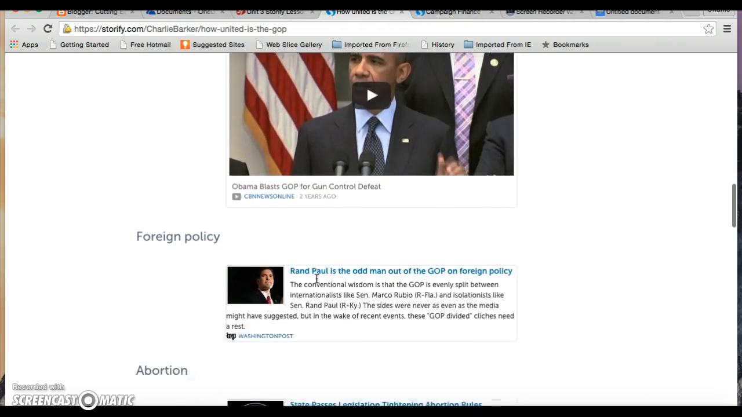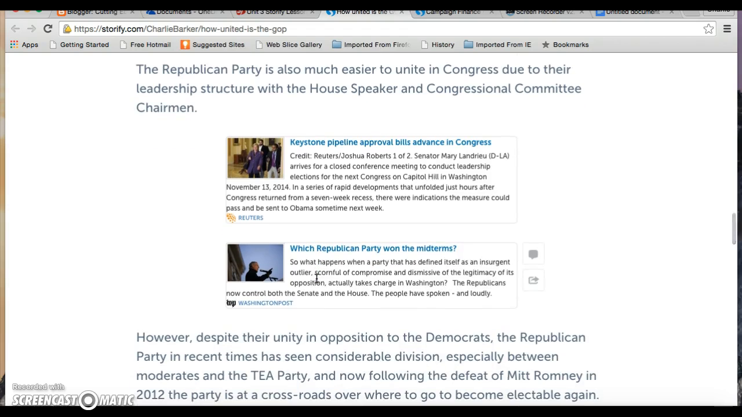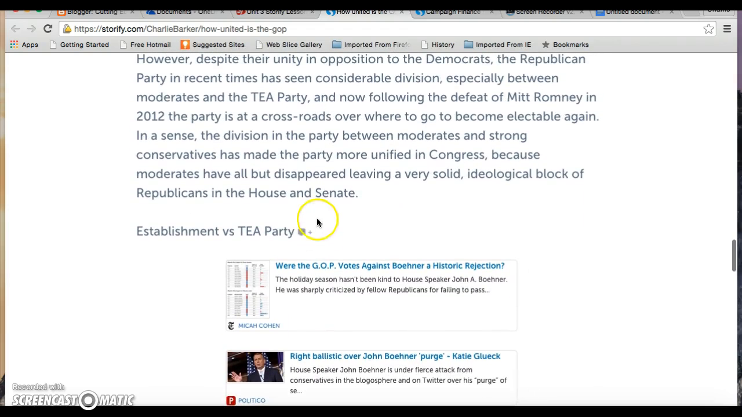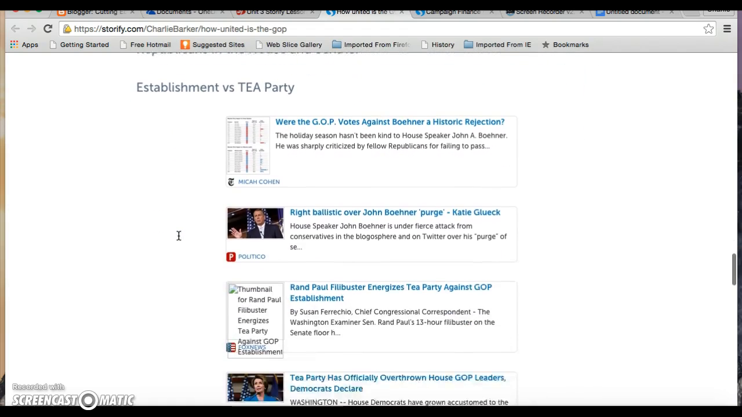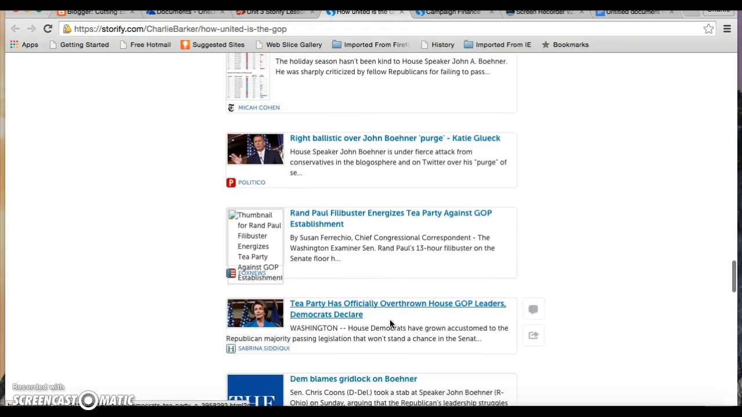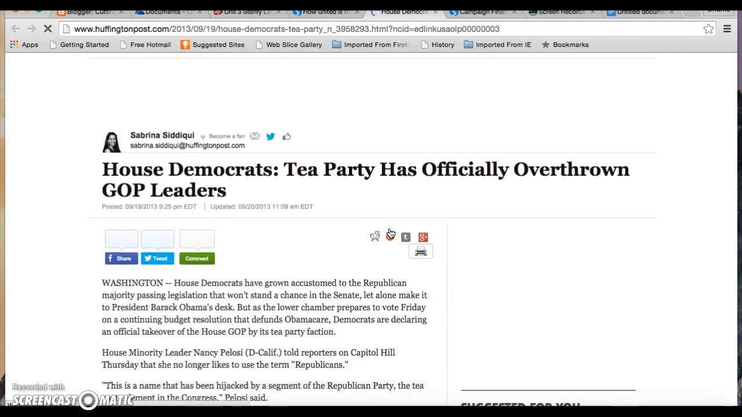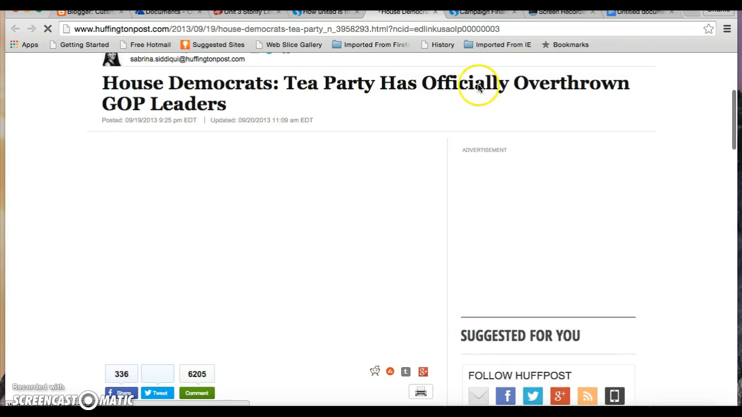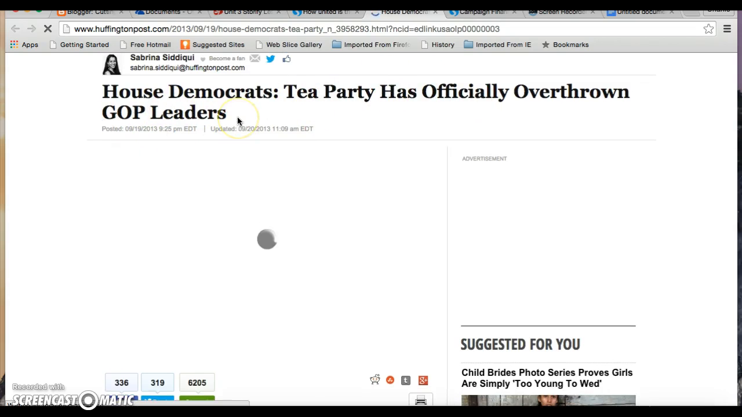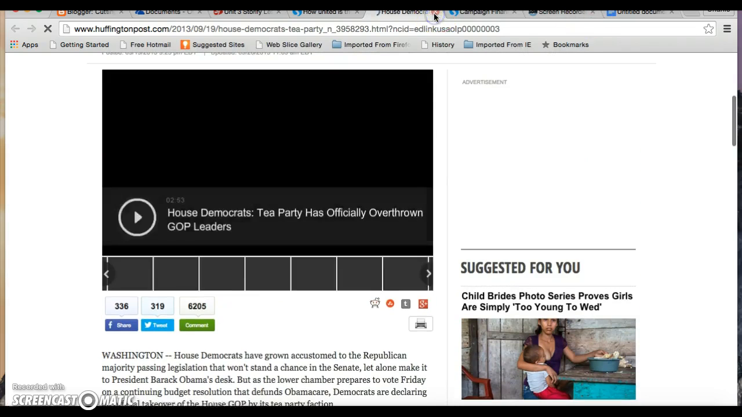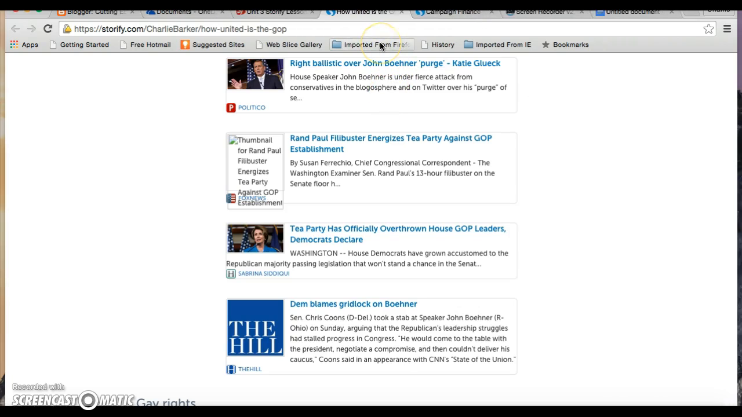Moving down, looking for some division. Right, here we go. Republican Party in recent times seen considerable division. Establishment versus Tea Party. Again, you would look at these articles and you would try and say, right, how is there a division here? Okay? This is a good one. I mean, look, obviously division. If you look there.